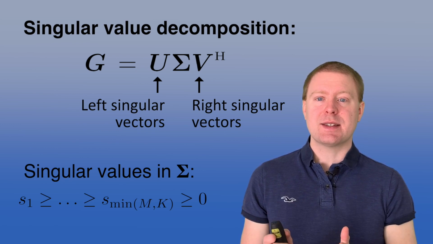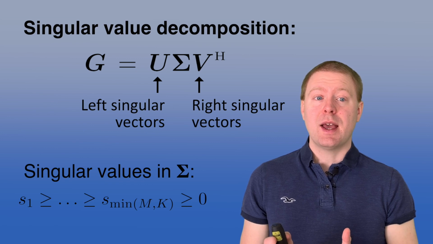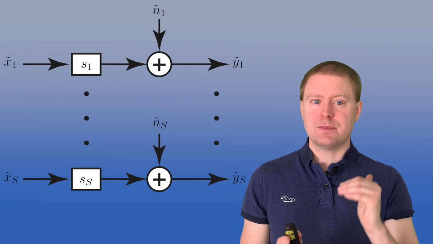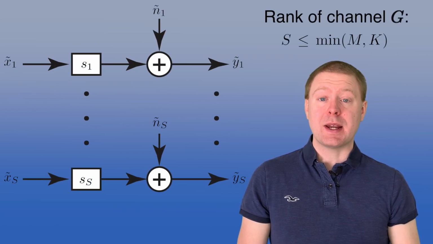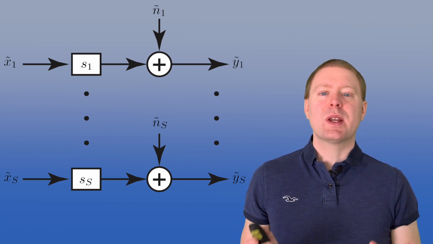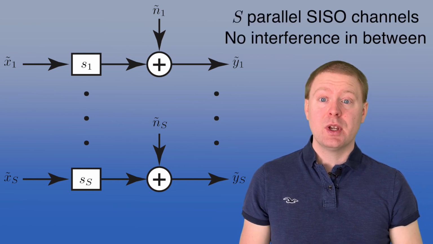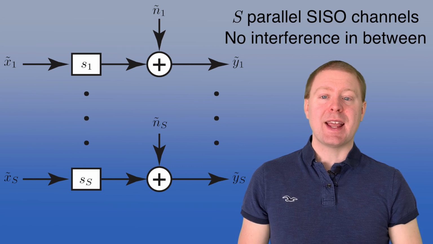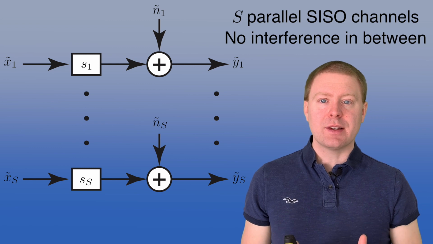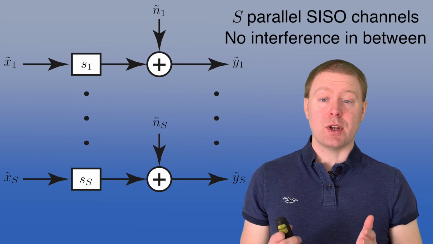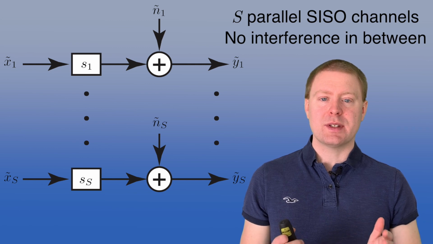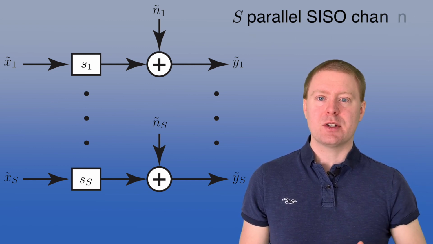By selecting V as the right singular vectors of G and U as being the left singular vectors of G, we can parallelize the channels like this. Capital S is the rank of the matrix, which is smaller than or equal to the minimum of M and K. By using this trick, we are turning the point-to-point MIMO channel into capital S parallel SISO channels. So the first one is where we're transmitting X1 tilde. It's multiplied with the channel response S1, which is the first singular value. Then we add a rotated version of the noise, N1 tilde, to get Y1 tilde. And it goes on like this for all of the parallel channels.